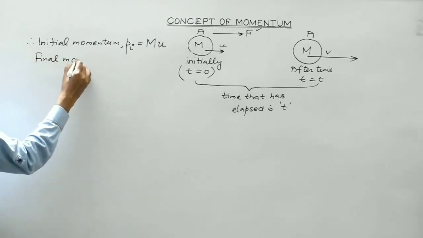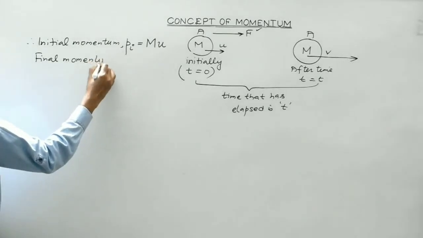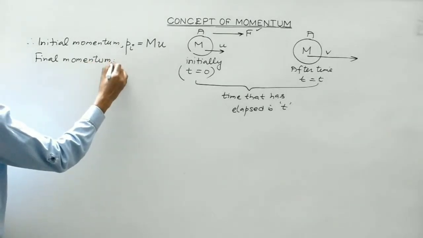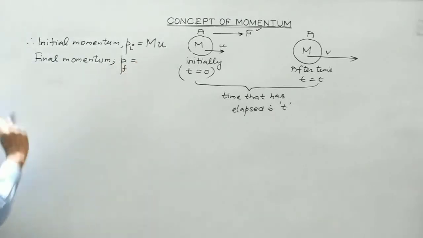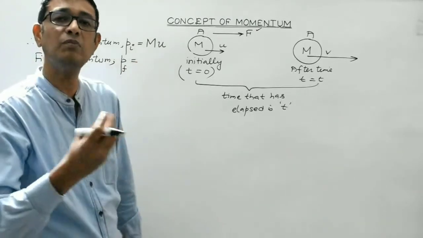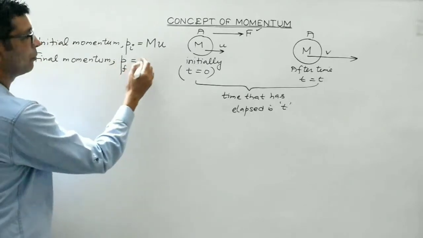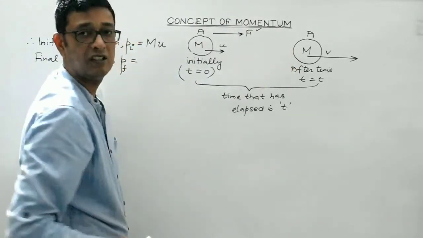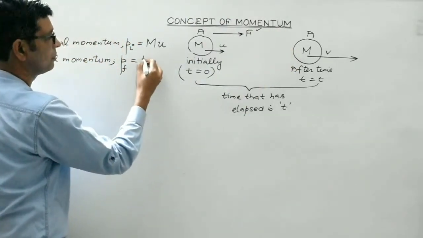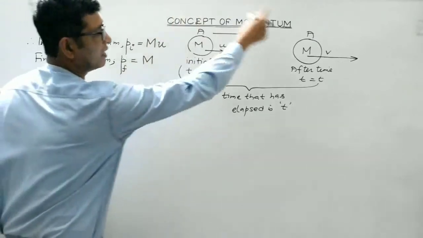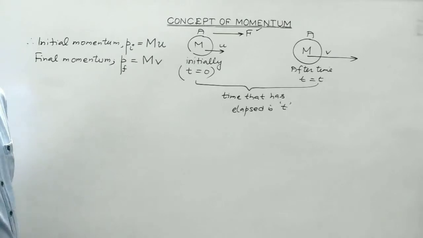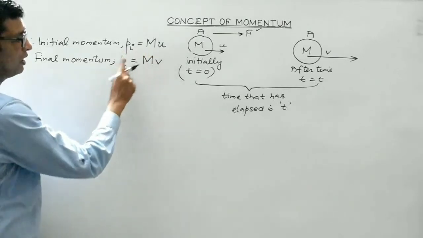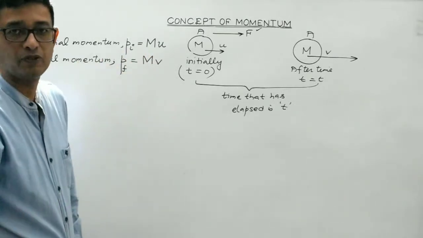Final momentum. The final momentum of the body may be represented by Pf. F stands for final. P is used to represent momentum. So what is the final momentum of the body after time t? Again, it is given by the product of mass and the final velocity, which is v in this case, so mv. Clear, students? This is the initial momentum of the body and this is the final momentum of the body.